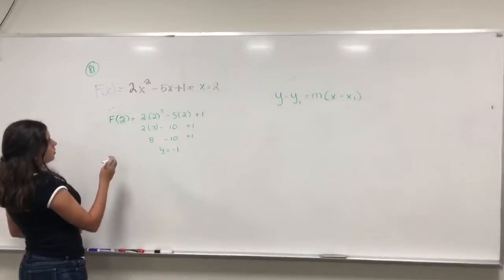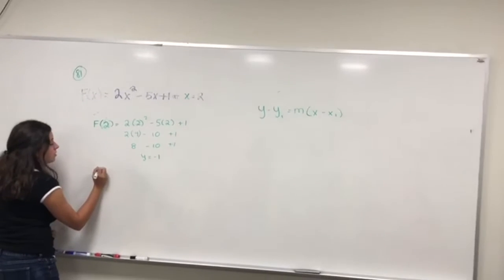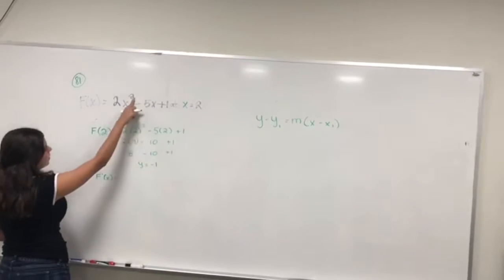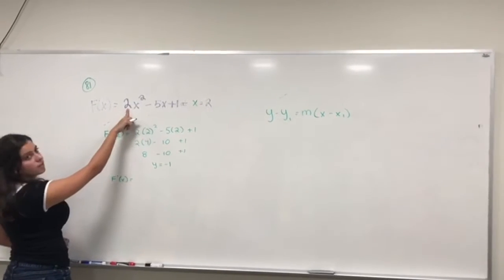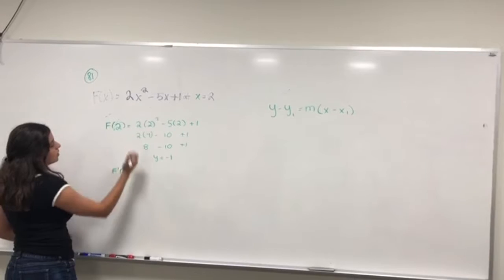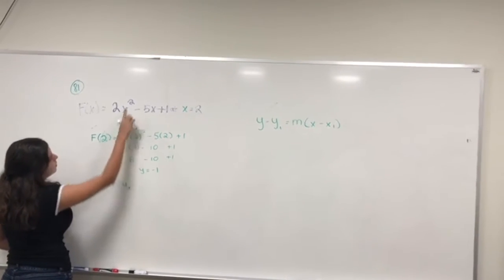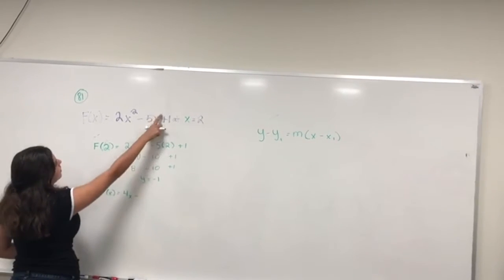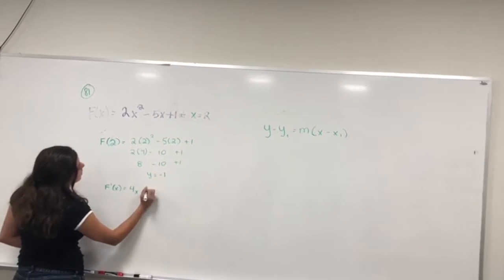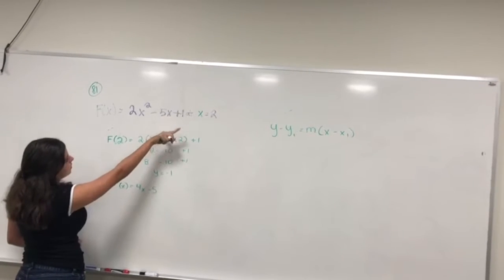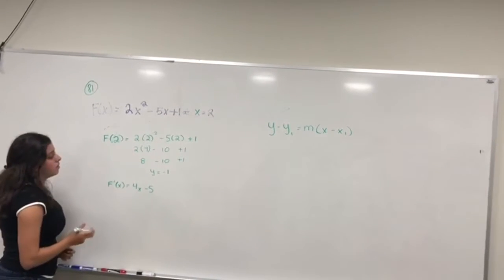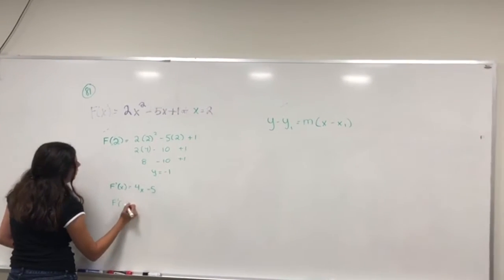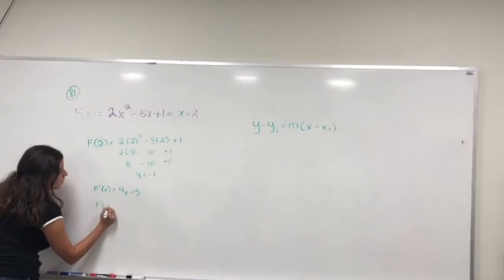And then you have to find f prime. So it's the exponent, which is 2 times this 2 is 4x, and then the exponent minus 1, which is 1, and then minus, and here the same, 1 times negative 5 minus 5, and this one deletes, and this one also becomes 0. So then you have to replace again the x equals 2 in here.